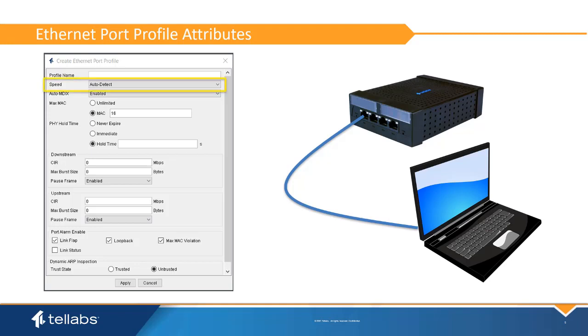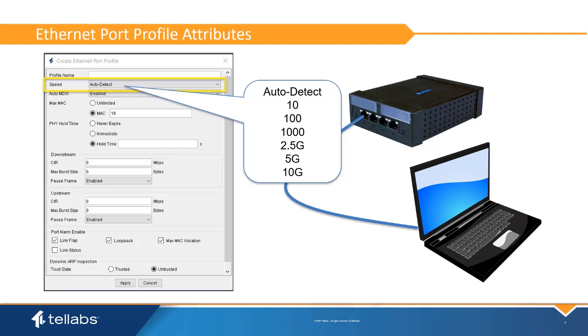The speed setting determines the Ethernet speed of the port from 10 Base-T to 10 gigs. AutoDetect allows the port to negotiate the highest speed possible with the device on the port.